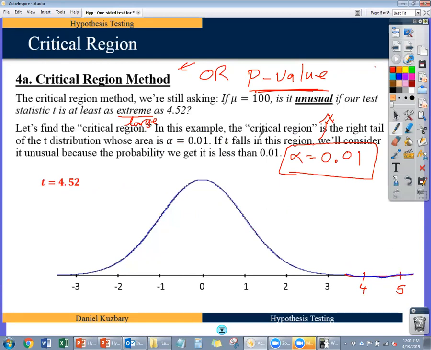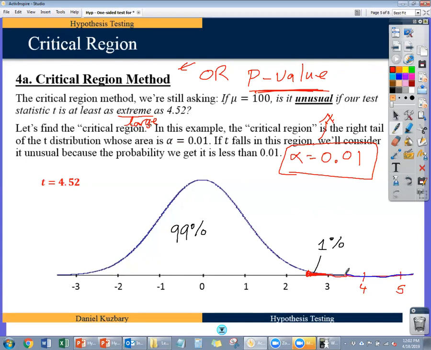But let me show you how the critical region method works. We're going to reject anything that has a chance of happening of 0.01 or smaller. So anything smaller than a 1% chance. So I'm going to split up my curve into the lower 99% and the upper 1%. So this is the upper 1%, and it's going to be this little tiny red sliver.